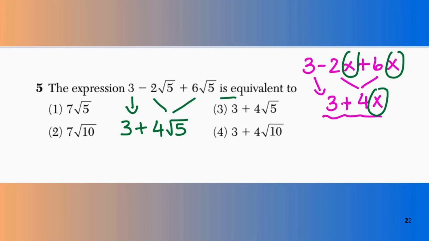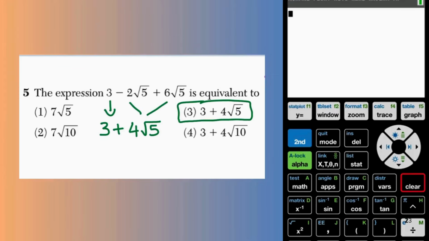So we get 3 plus 4 radical 5. Another way to do this, or to at least check your answer, is to grab your graphing calculator and input this whole expression into it. You're going to get some decimal value. Then double check: input 3 plus 4 radical 5 into your graphing calculator, and make sure it gives you the same decimal value.